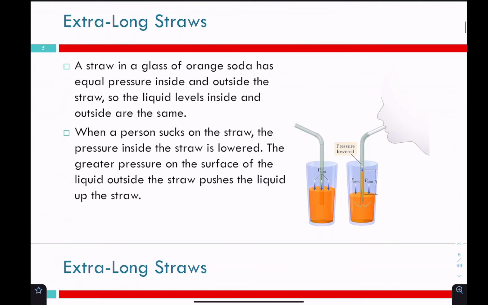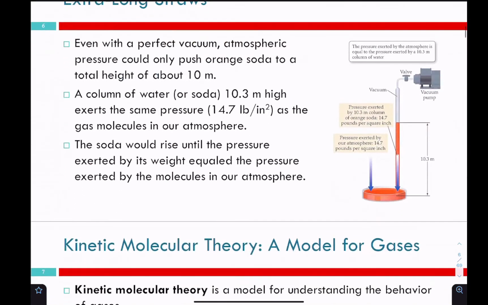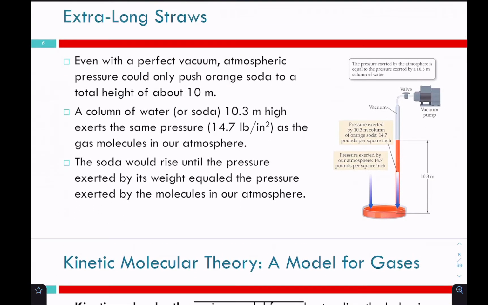So if we have a straw and a glass of orange soda, and then there's equal pressure inside and outside, right, without sucking on the straw, then nothing happens. As soon as you suck on the straw, you reduce the pressure on the inside, and then the atmospheric pressure, as I mentioned, pushes up against that, or into that vacuum. So even if you have a perfect vacuum, you can only get your orange soda up 10 meters before it just won't go any higher.